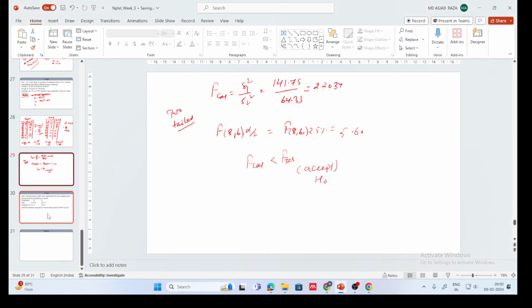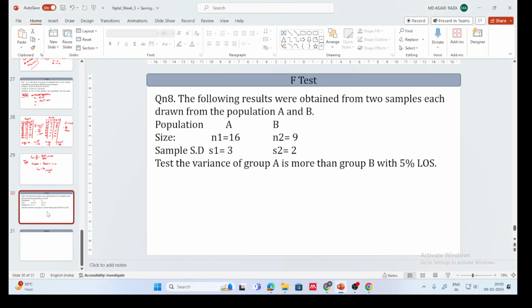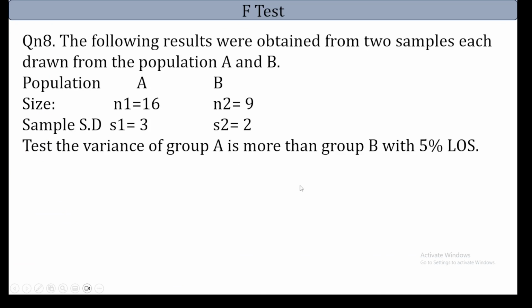We'll do one more question. Can you do this one? Like S1, S2 are already there, N1 is there, so directly you have to apply the formula. Just say whether we have to accept or reject.